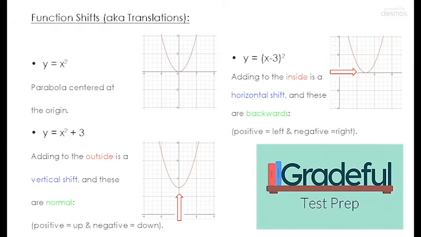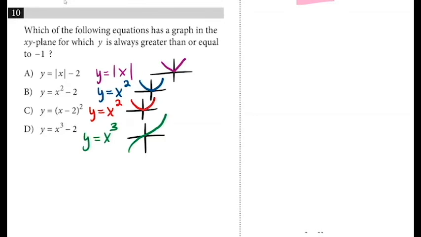And if I had y equals x plus 3 all squared, once again it's a horizontal shift because it's on the inside, but horizontal shifts are backwards. Normally positive is to the right and negative is to the left. So x plus 3 all squared actually means we're going to the left by 3. So those rules are super important. They're definitely going to show up on an SAT, and so you definitely want to take some time to memorize them. Let's go ahead and apply those function shifts to these different choices.